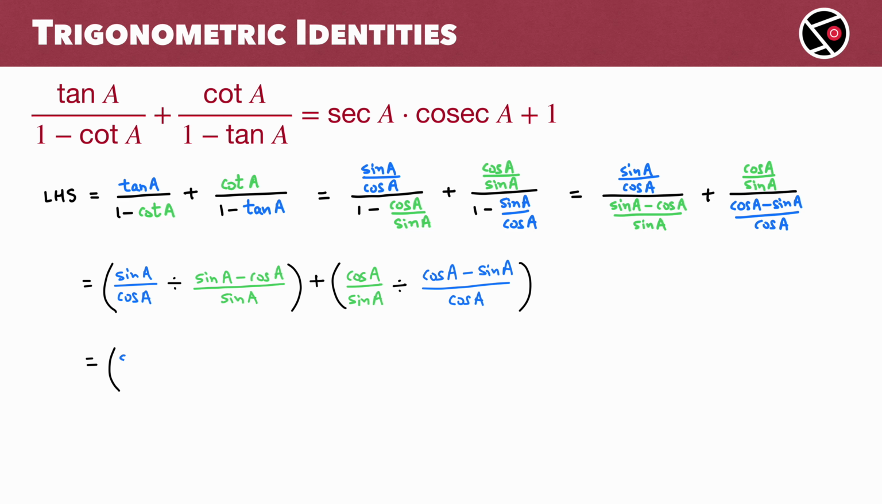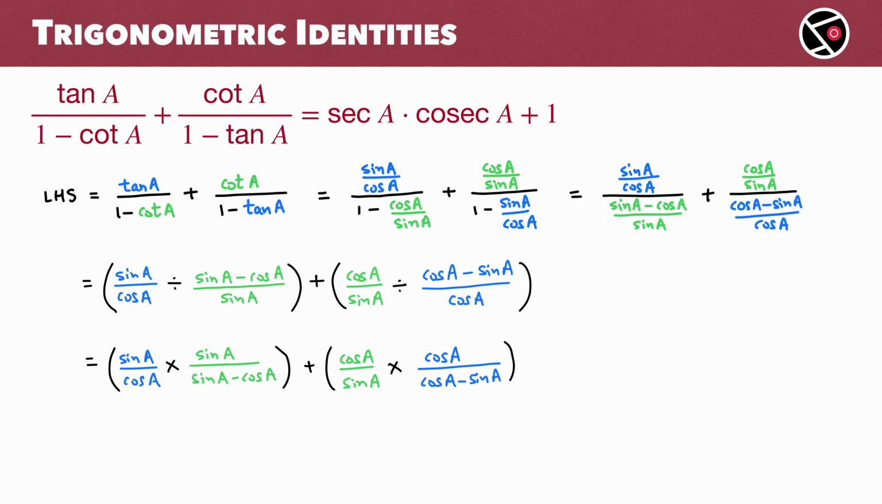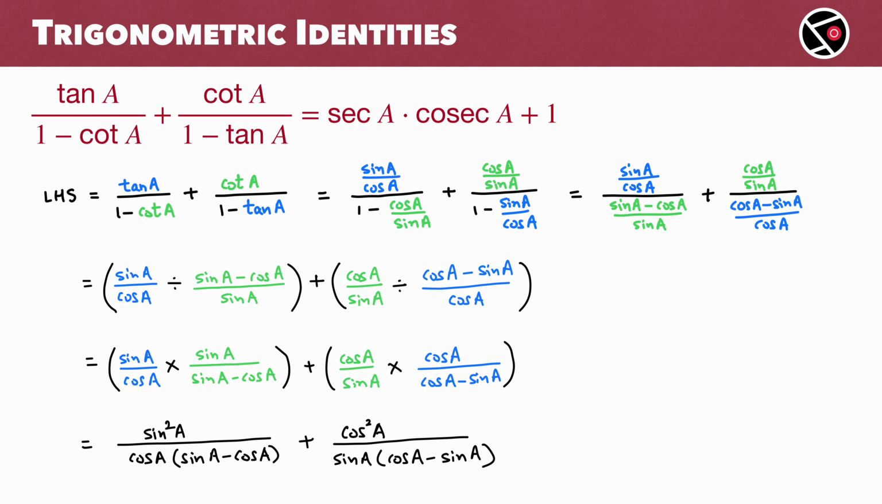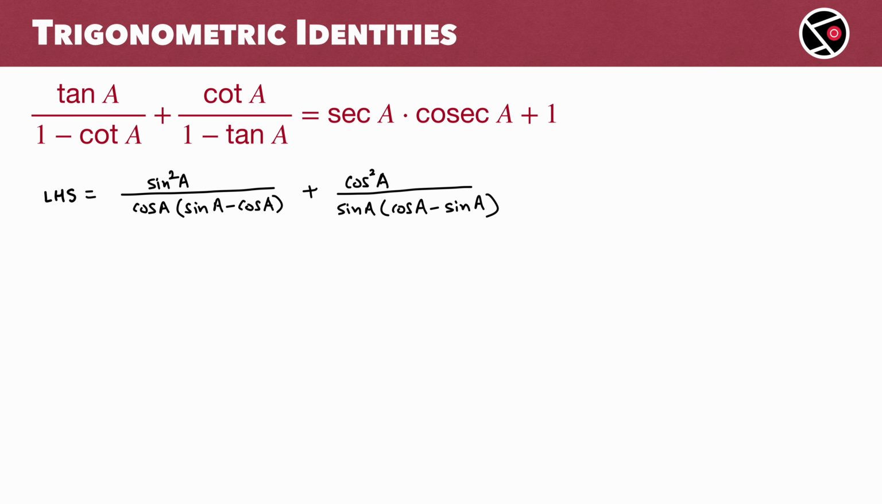So we get sin A by cos A times sin A over sin A minus cos A plus cos A by sin A times cos A over cos A minus sin A. This simplifies to sin square A over cos A times sin A minus cos A plus cos square A over sin A times cos A minus sin A. Now this looks complicated, but hang on, we are on the right track.